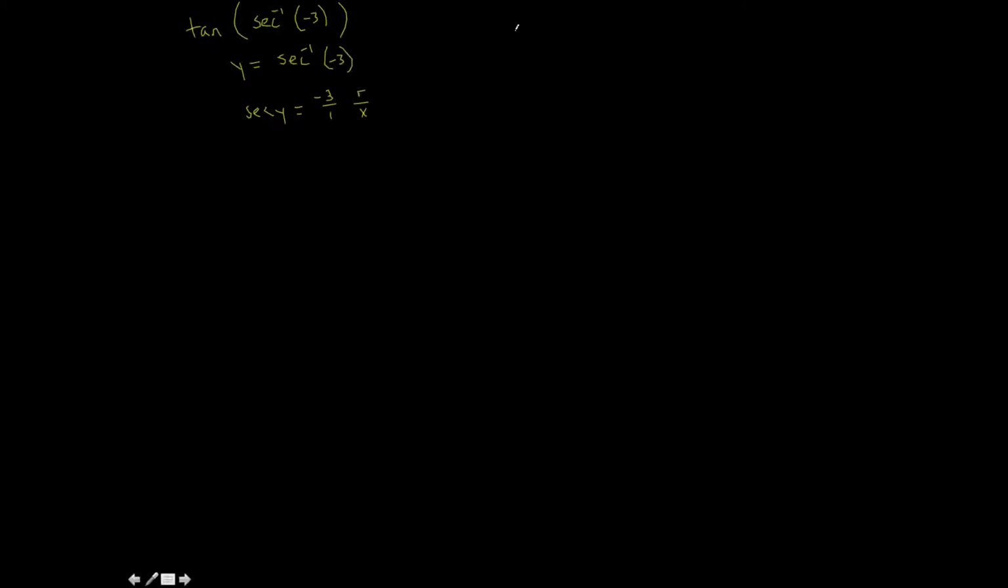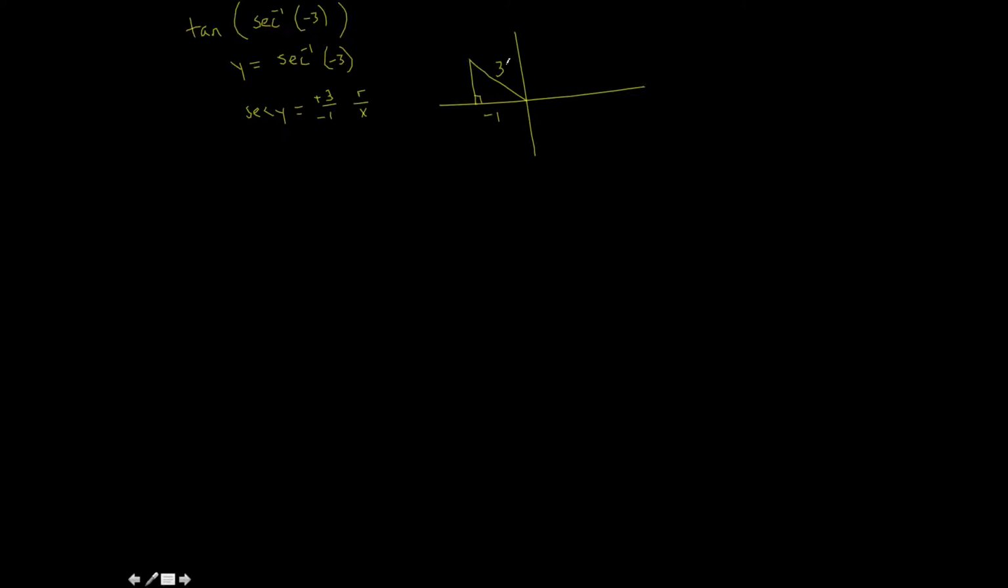So if we draw our reference triangle, it should look like this. This should be +3 over -1. A little minor mistake there. Why is that the case? Why should this not be negative? Because r will never be negative, remember. R will never be negative. It's just x and y that are negative. So this would be 3, -1.